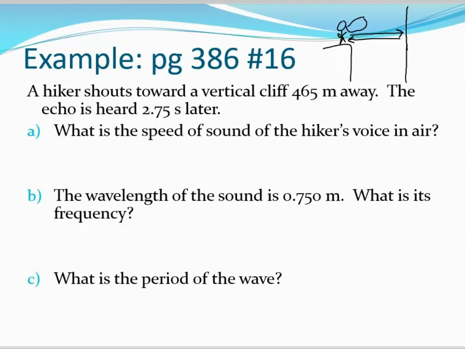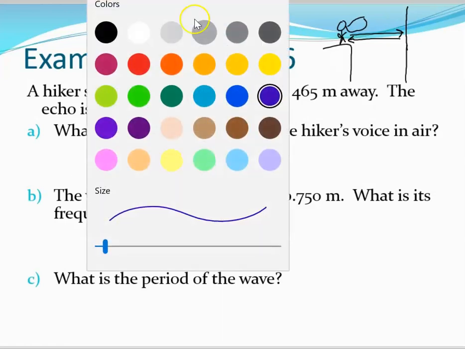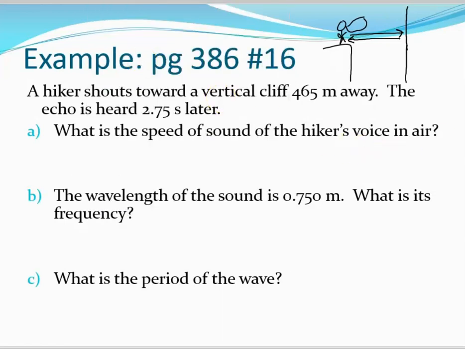Here's an example of a problem where we calculate the speed of a wave, wavelength, and period. So the first thing we're going to do is use some distance and time information to calculate the speed of a wave. And in this case, they're giving us a sound wave.